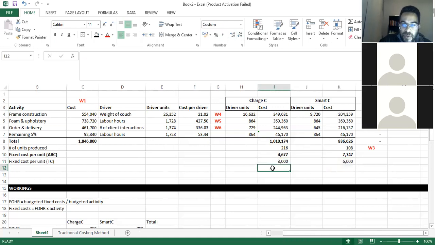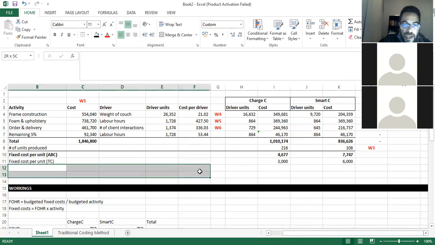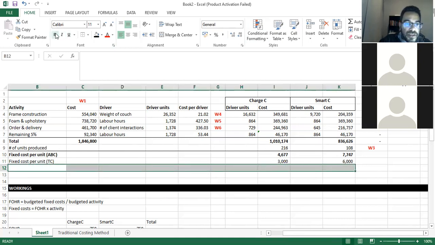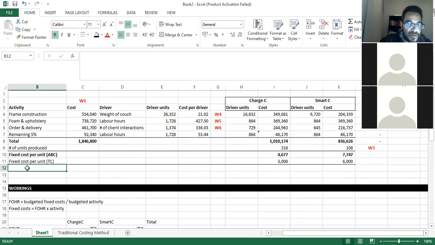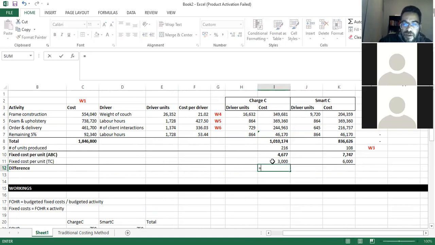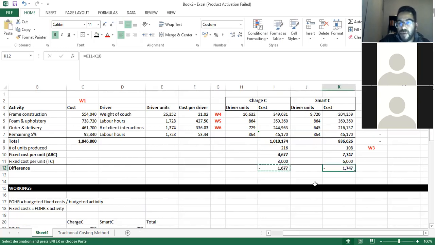we are under allocating. So there's the difference. Traditional minus, we are short 1.6, I mean, we are short with 1.7. So the traditional costing method is not allocating sufficiently. That means we are basically under costing our inventory.